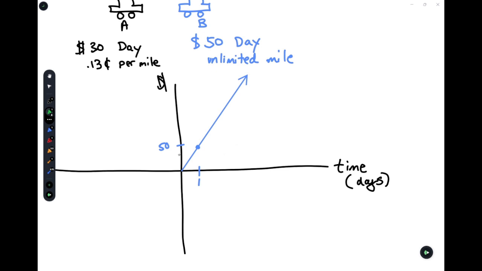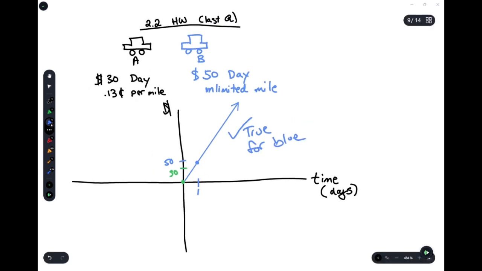What about the other one? The other one's going to be $30. And how much does it cost? We don't know because it depends on the miles. But this graph is a true graph for the blue car. True or blue. Probably not super helpful. That's fun.